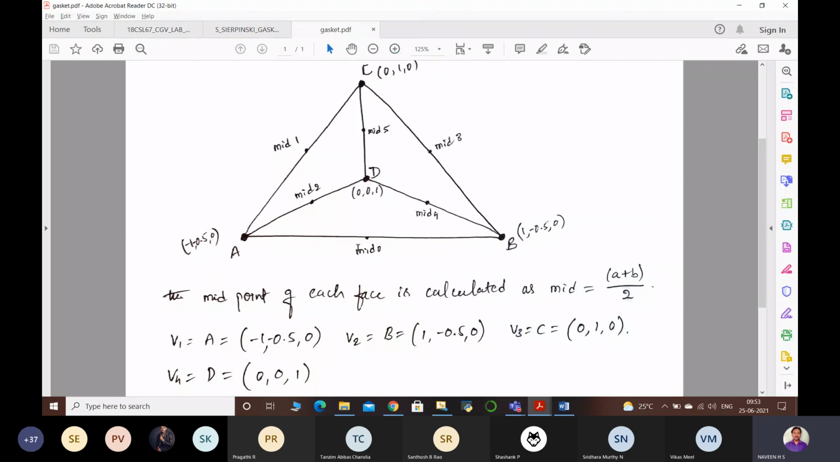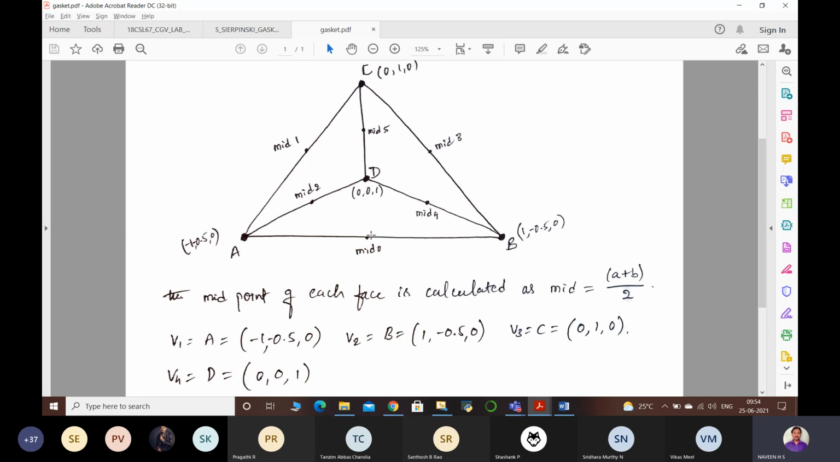And I have identified my midpoints here. Like midpoint 0, this is for AB. Similarly midpoint 1 for AC, midpoint 2 for AD, mid 3 for BC, mid 4 for BD, and mid 5 for CD. So like this I'm going to identify my midpoints. Later I'm going to join those midpoints so that I will get one more triangle.